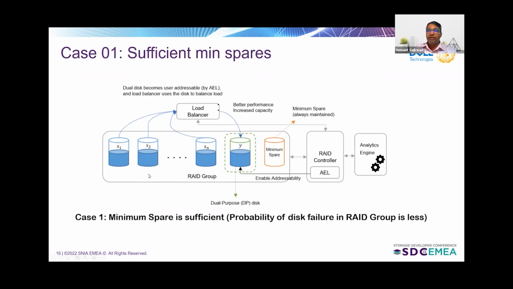Generally, two cases arise after the count of disks with failure probability greater than the threshold is obtained. Let's have a look at the first case. If the k is less than or equal to the minimum spare, it means that the data disks are working fine and there is very low probability they'll fail. Minimum spare is enough for sparing purposes, and the dual purpose drives can be used to hold user data. Hence, the AEL, or the addressability enabling latch, makes those disks available for writing to the load balancer. However, for any change in the probability output of the failing disk, the dual purpose disk should be capable of rolling back to the sparing role, and provisions for that are also provided with the proposed solution.